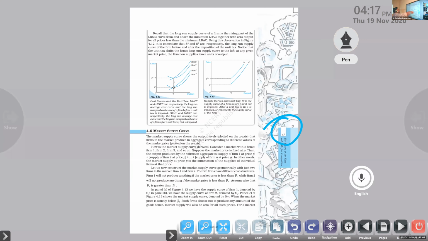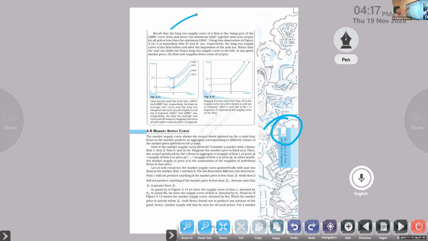So what will happen here? Recall the long run supply curve of a firm: the rising part of the LRMC curve above the minimum LRAC, long run average cost, together with zero output for all prices less than the minimum LRAC. Are you able to understand? Only LRAC is there, LRMC is there, AC is there, MC is there, right? You got that idea as usual. Is that clear or not? So observe the figure here.